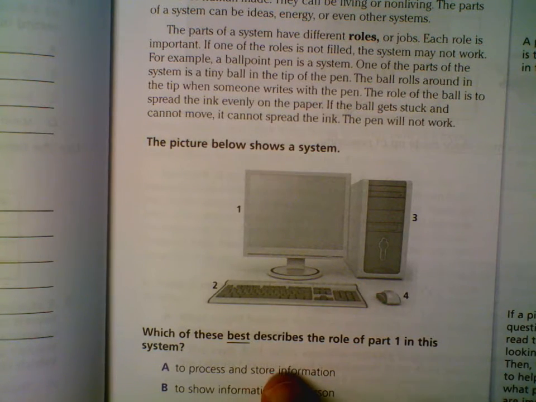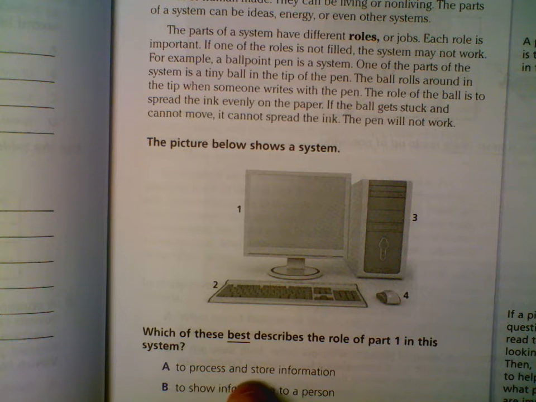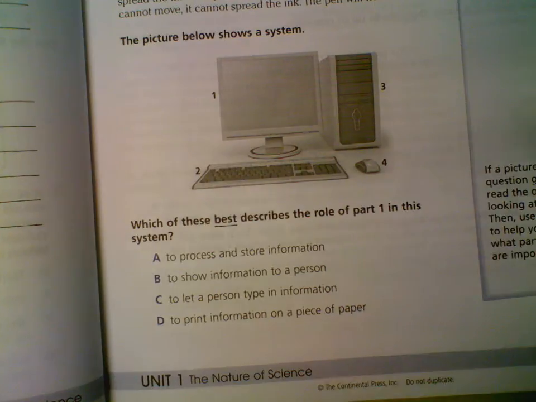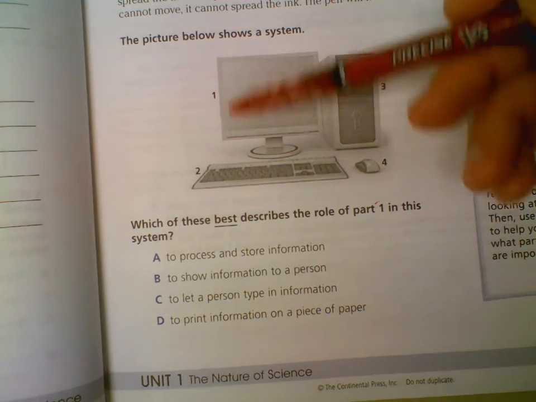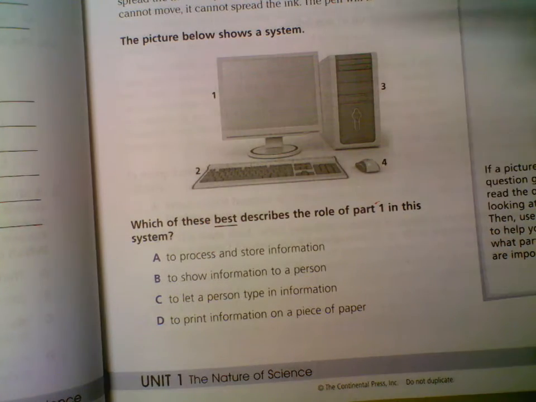The picture below shows the system. Which of these best describes the role of part 1 in this system? To process and store information, to show information to a person, to let a person type information, or to print information on a piece of paper. Okay, well, 1 is the screen, right, or the display.